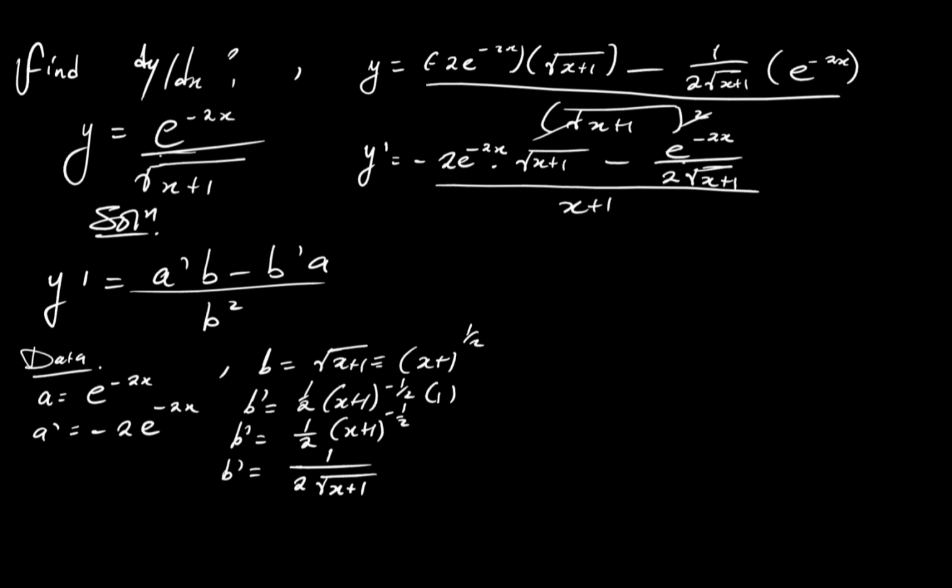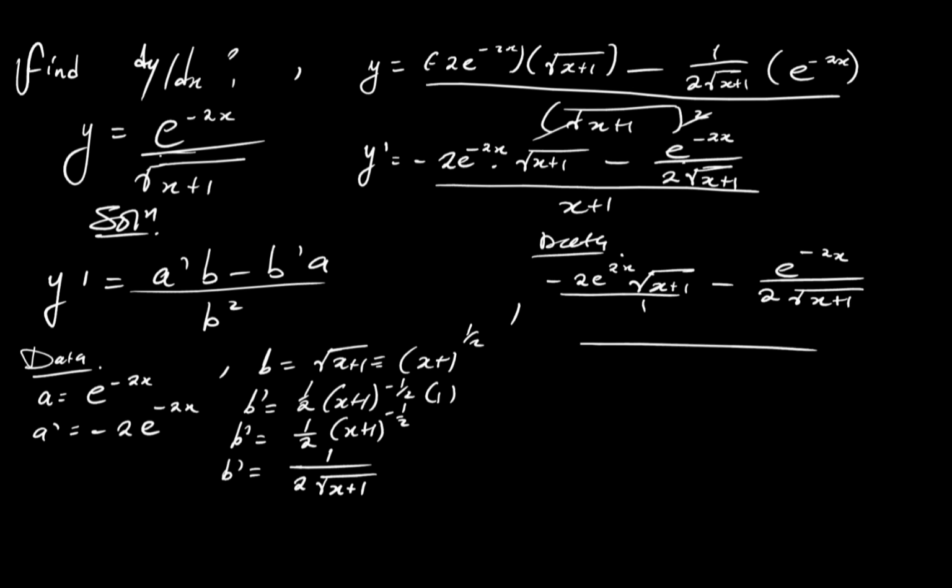Now the numerator doesn't really look nice, so you can always clean it up by expressing it as a single fraction. So we're having minus 2e to the minus 2x, then root of x plus 1, then minus e to the minus 2x over 2 root of x plus 1. So this is basically over 1. So the common denominator here will be 2 root of x plus 1.